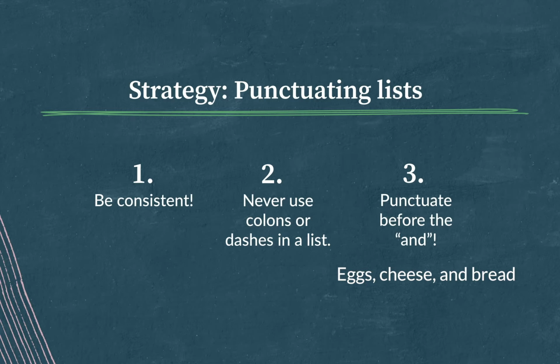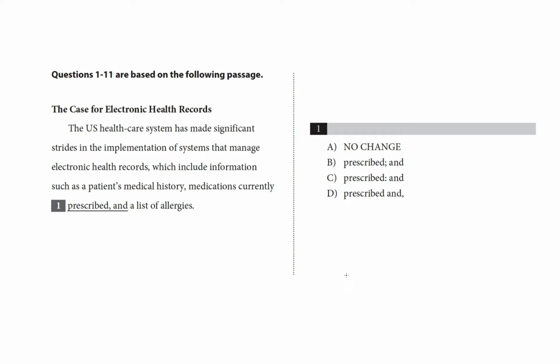All right, let's go back to the question. And if you want, you can pause the video here and see if you can answer this question without me. Okay, let's do it together. All right, I'm going to apply my top tips, and first I'm going to look for other kinds of punctuation marks in this list. The list begins with information such as a patient's medical history, comma. Cool, that's our answer. It was that simple. The answer is A, no change. That took me like 5 seconds.